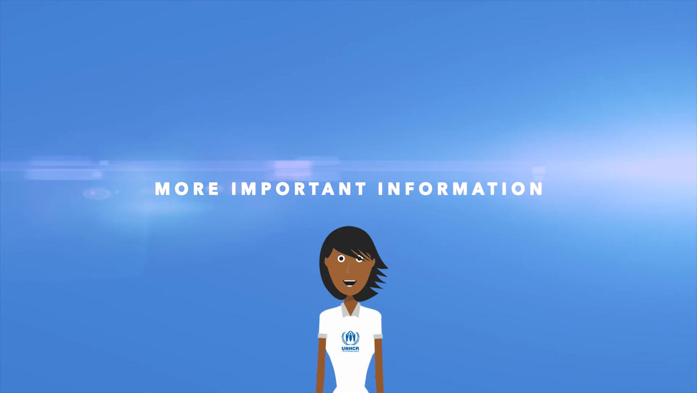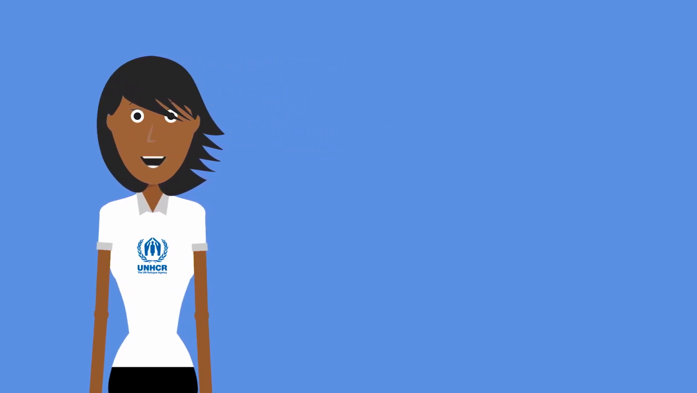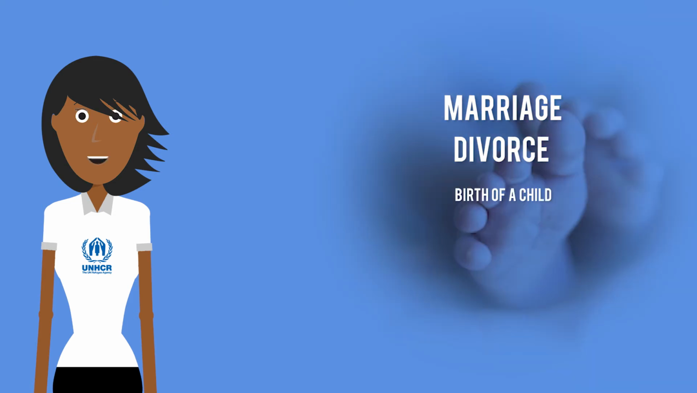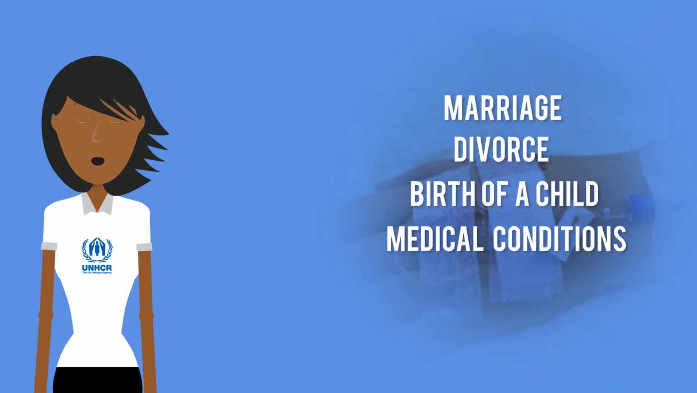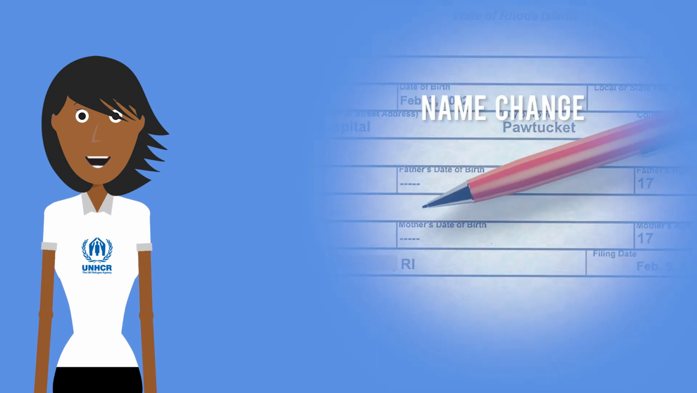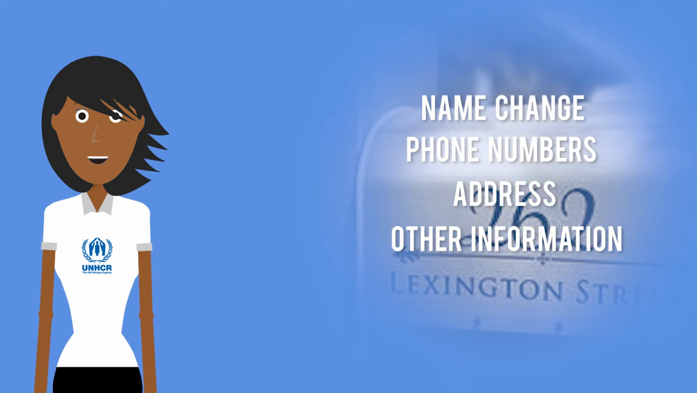The asylum seeker process can take a long time, and it is up to you to keep UNHCR informed about any changes to your situation over the course of the process. This includes life event changes such as marriage, divorce, birth of a child, change in medical condition, as well as usual information changes such as name changes, phone numbers, address changes, and other contact information changes.